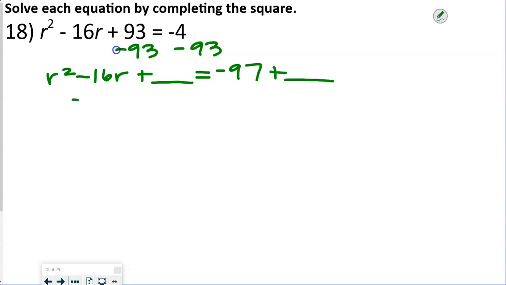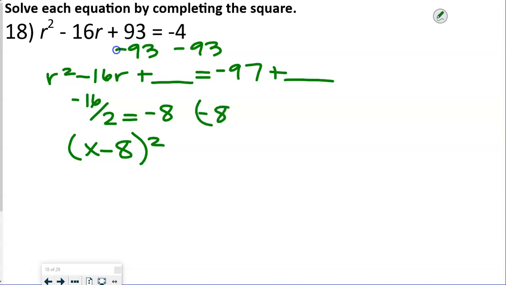So we're going to take this negative 16, again, take our b, divide it by 2. That gives us negative 8. Down here, we're putting x minus 8 squared. Then we're going to take that negative 8 and square it. That's going to give us a positive 64. Putting 64 here in this blank and 64 up here. We're going to subtract 97 from 64. That's going to give us our negative 33. That's where I was getting that negative 33 from, y'all.